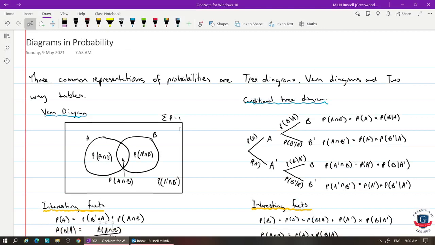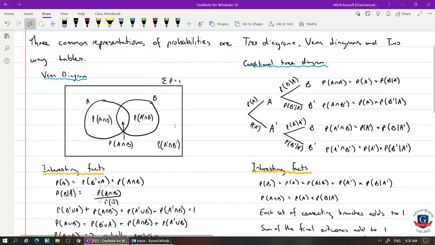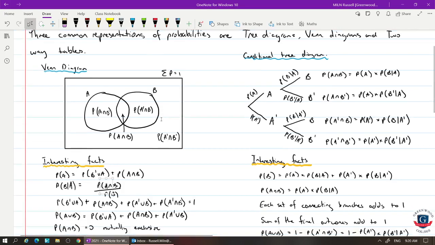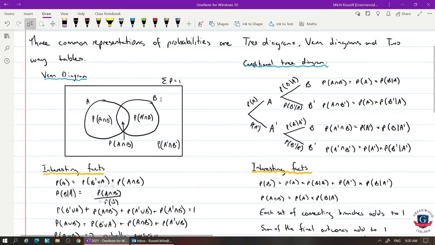Hi everybody. Today we're going to have a quick look at diagrams in probability, and there's three different types of diagrams that we typically use. There's a tree diagram, a Venn diagram, and a two-way table. Venn diagrams and two-way tables are closely related in that they show the same information in a different way, whereas a conditional tree diagram has a little bit more information and can be a little bit harder to get the information out of. So we'll start with the Venn diagram and the two-way table.